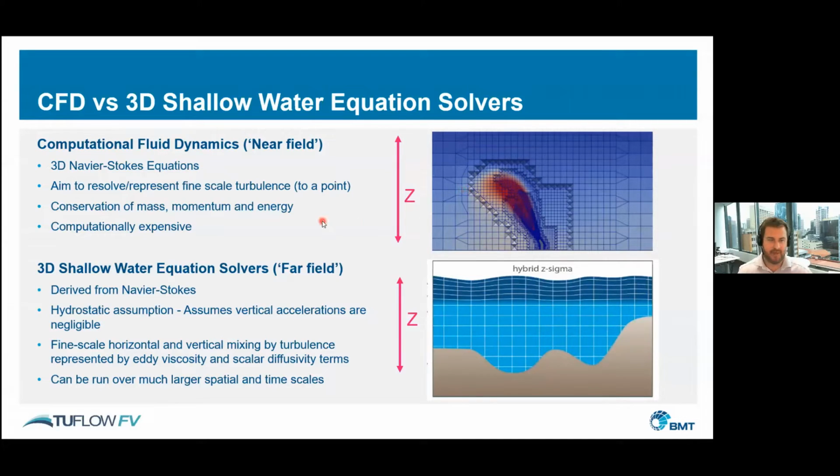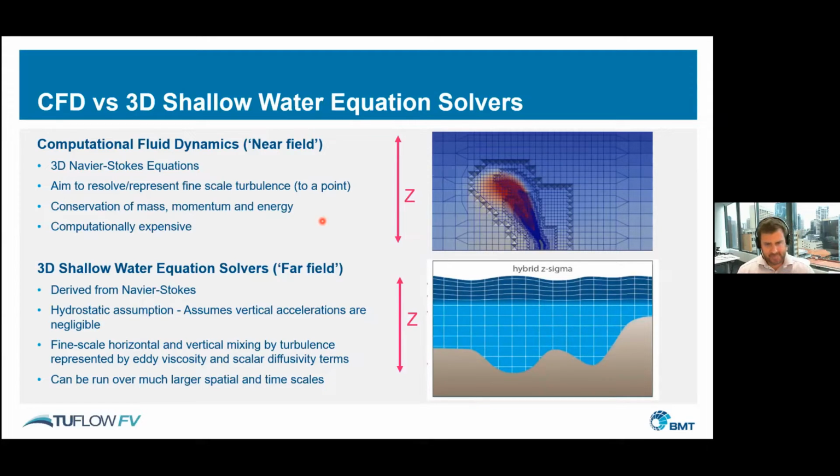The 3D shallow water equation solvers, and I'll refer to those as Farfield models from now on, are derived from the Navier-Stokes equations. And the main difference is they assume this thing called the hydrostatic assumption. So that means that the pressure gradient force in the vertical is balanced by the acceleration due to gravity. But basically what we're saying is that these models assume that there's negligible vertical accelerations. You can still have flow in the vertical, but you can't have accelerations.